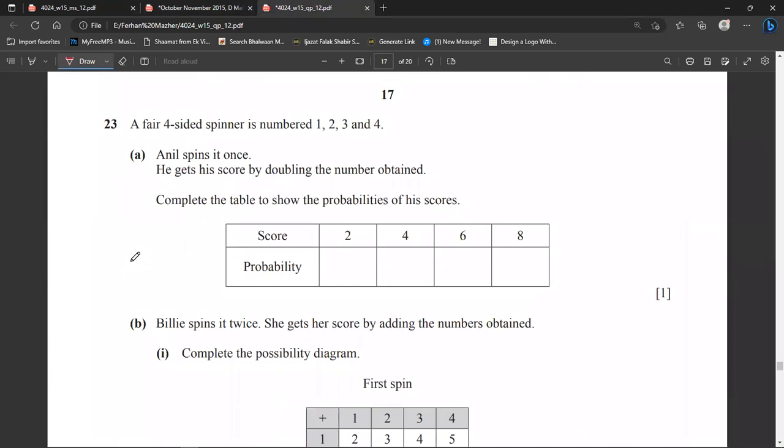A fair four-sided spinner is numbered 1, 2, 3, and 4. Anil spins it once. He gets his score by doubling the number obtained. Complete the table to show the probabilities of his scores. Okay, so whatever number he gets, he doubles it. For example, he gets 2, so he will write here 4, he will write here 8, he will write here 12, here he will write it.